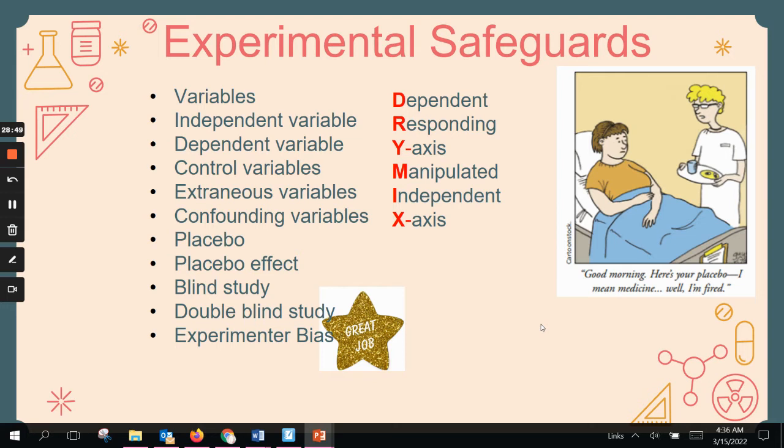And on the right-hand side is a little mnemonic device if you have trouble remembering independent and dependent variable. So the DRY is for the dependent variable. It's the responding variable. It's always graphed on the y-axis. And the MIX is for the independent variable. It's what's manipulated. It's the independent variable, and it's always graphed on the x-axis.